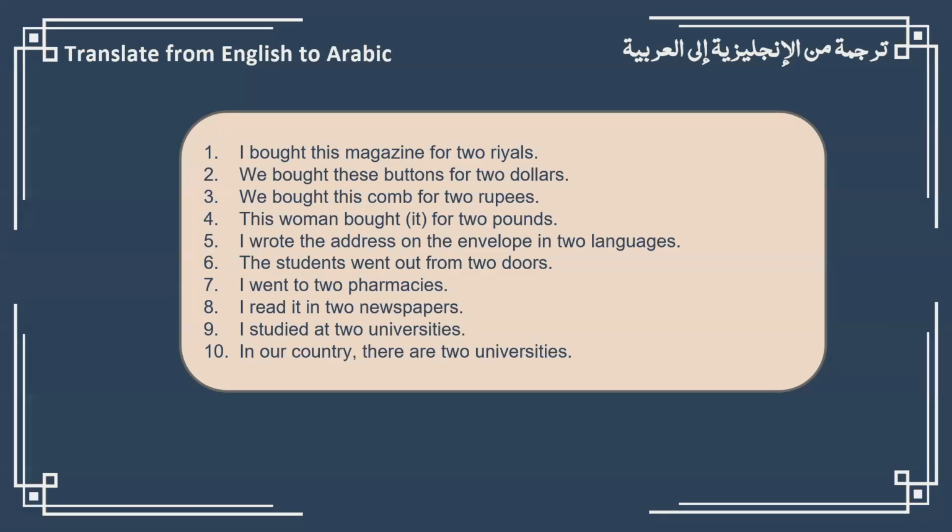We bought this comb for 2 rupees. اشترينا هذه المشط بربعين. Yeah, that's fine.